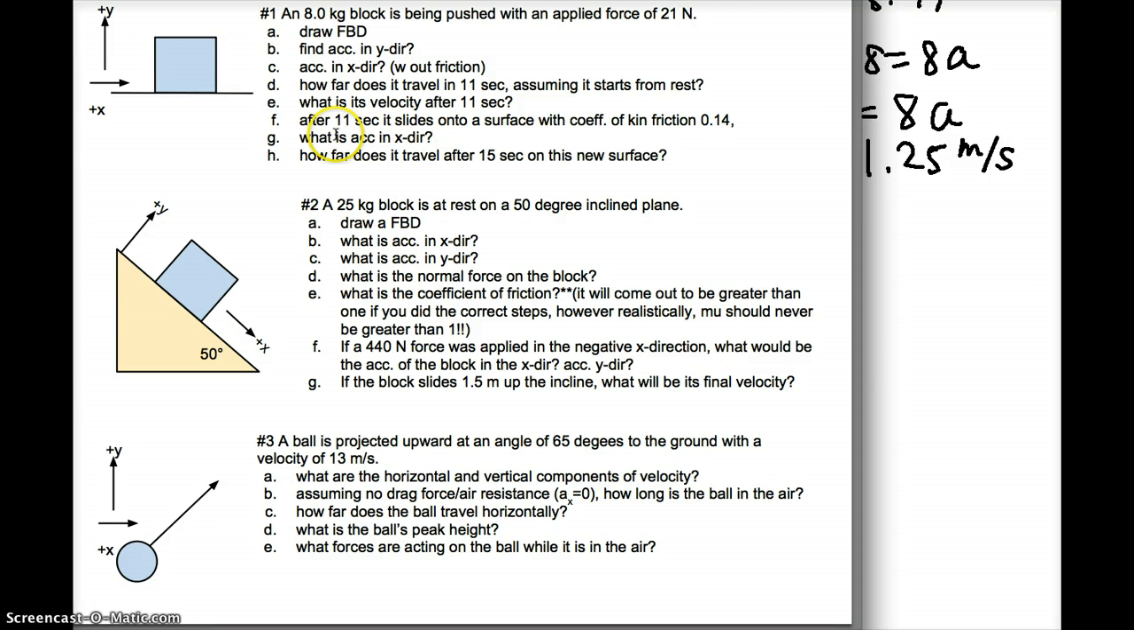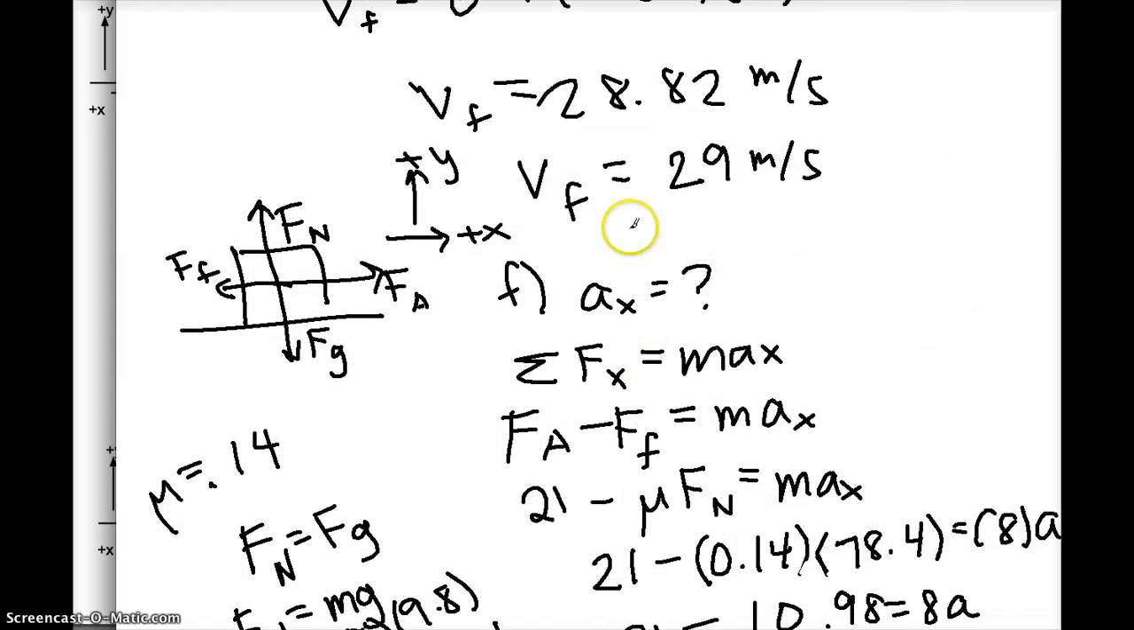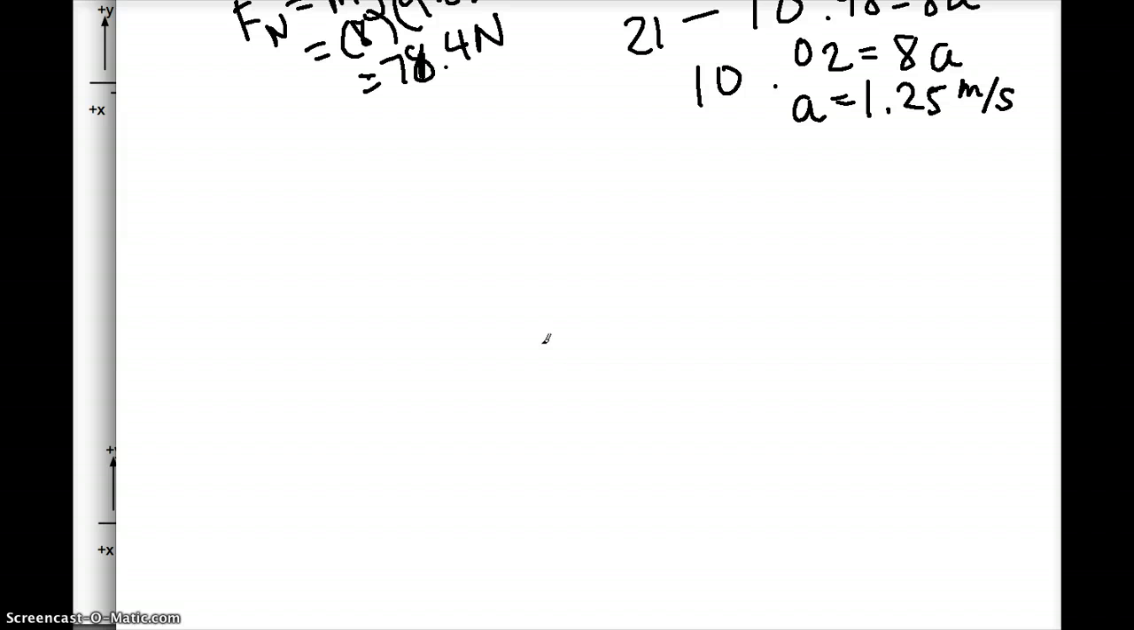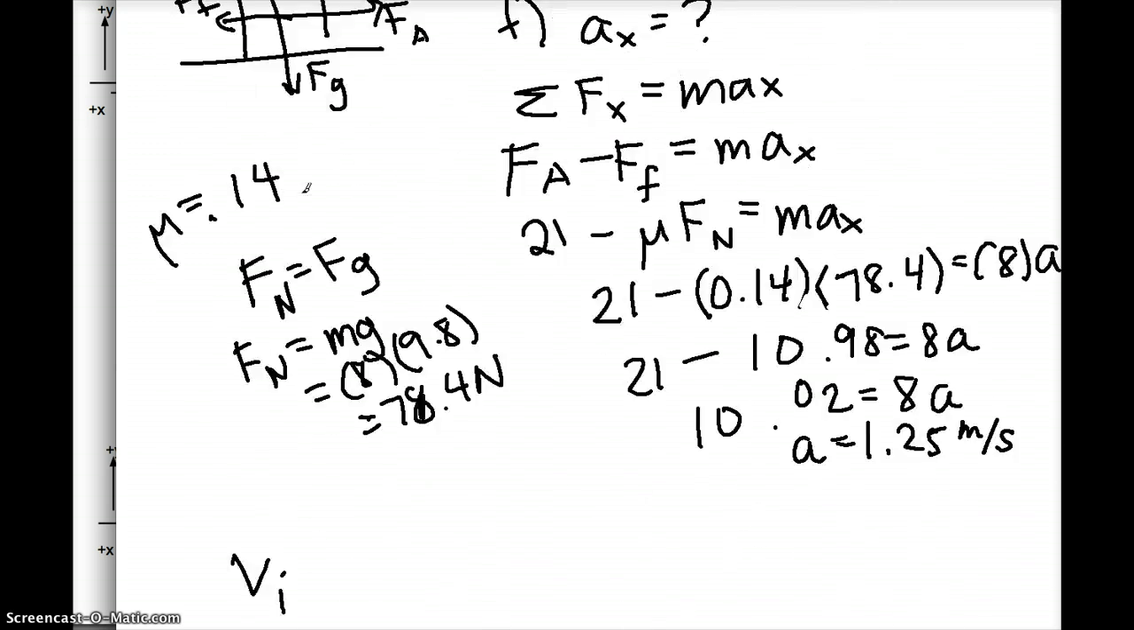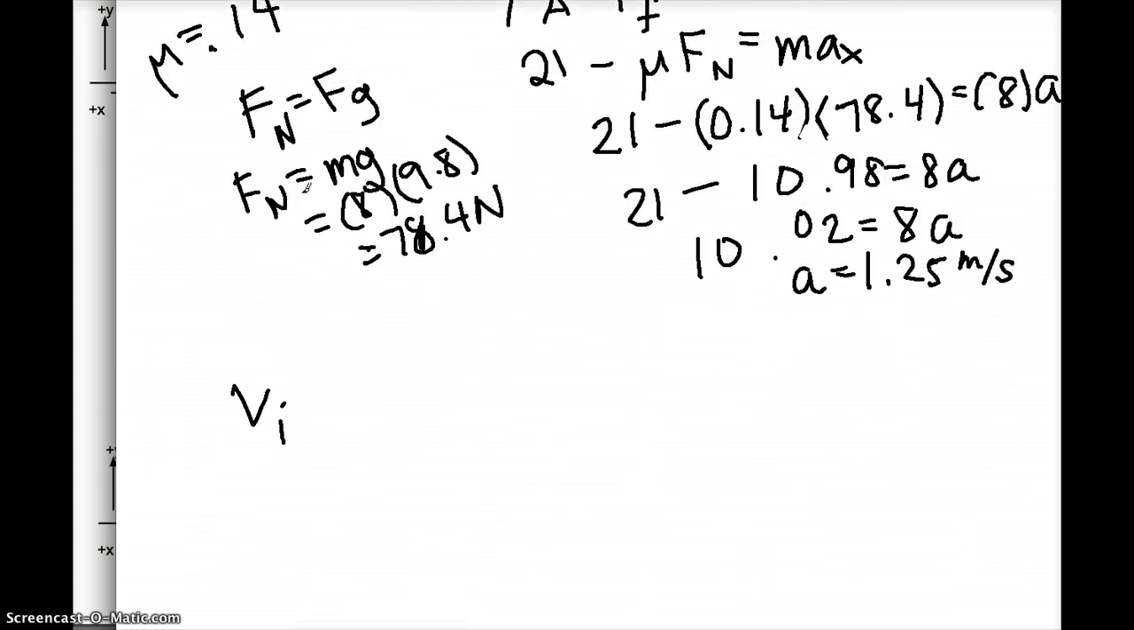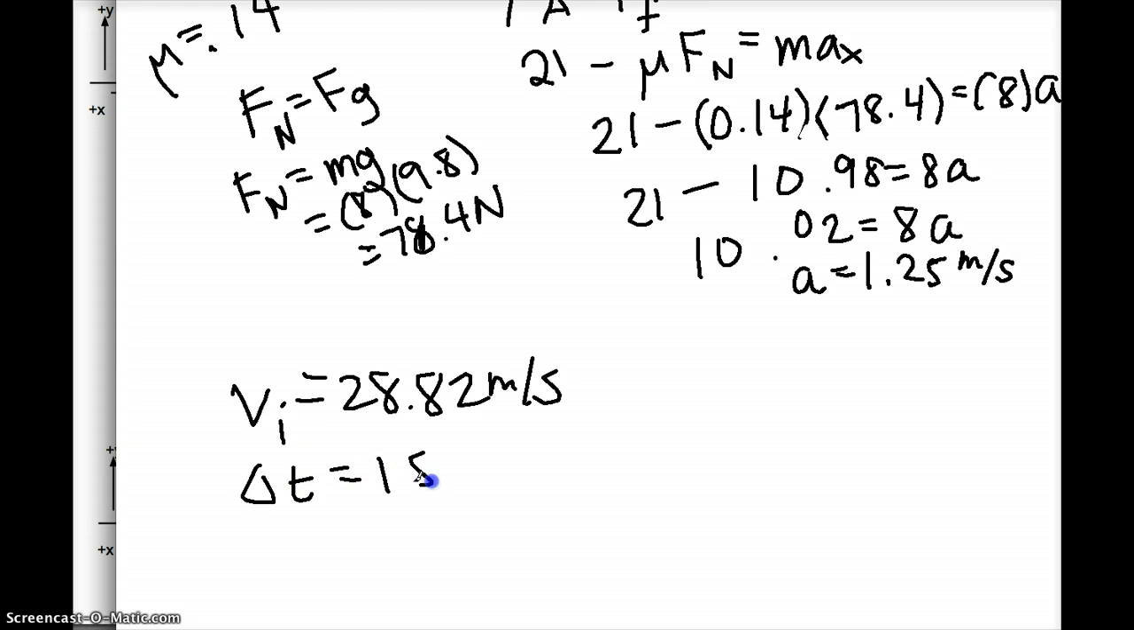Okay, moving on. The last part, how far does it travel after 15 seconds on this new surface? For this, we've got to be careful because once it entered that new surface, it had some velocity. So this time we cannot consider that it starts from rest. Its initial velocity as it enters this new surface is from that last part, which is 29. And actually I'm going to use that 28.82 just to be safe. And I'm told the amount of time that passes, 15 seconds, and I have my new acceleration right up here. This is part H.